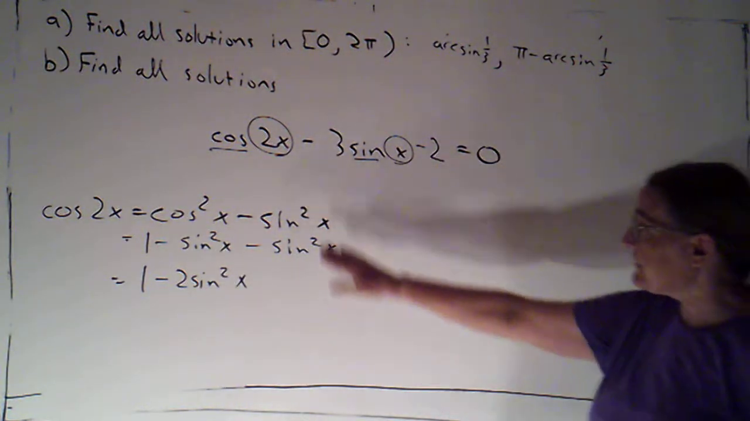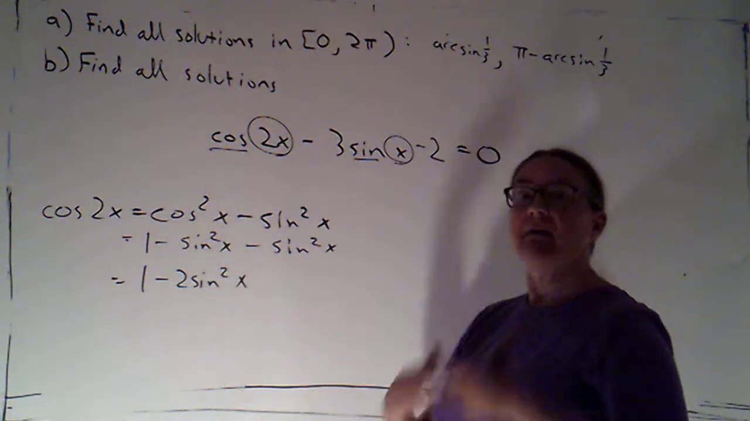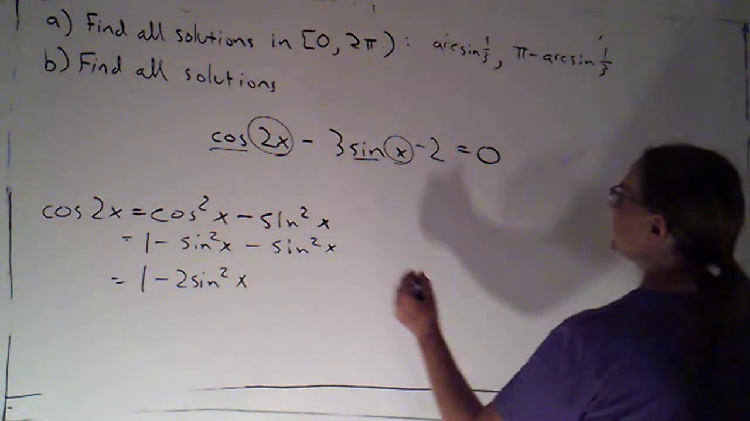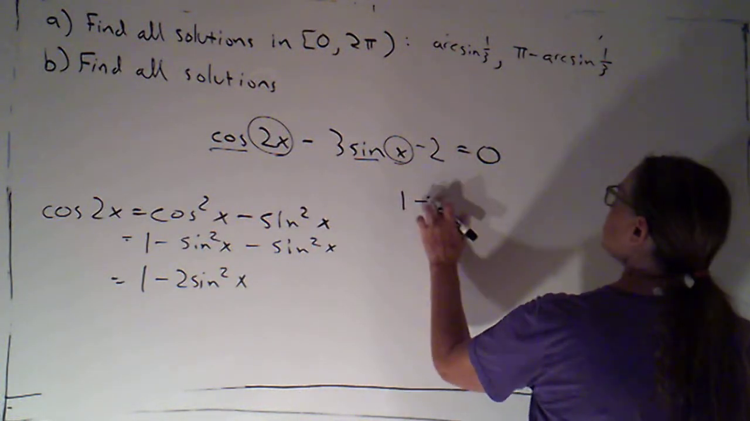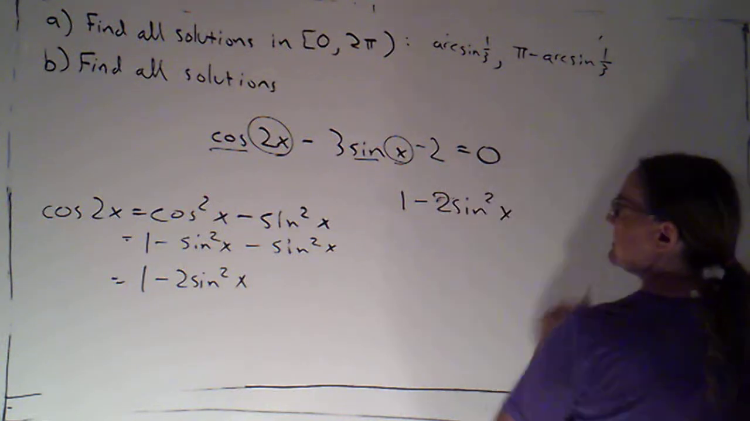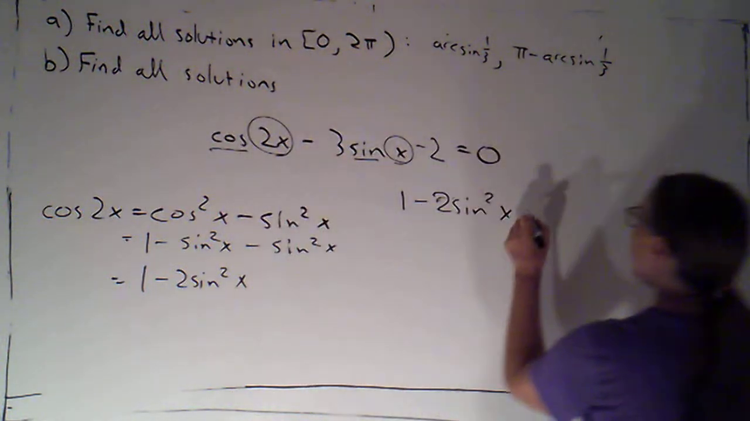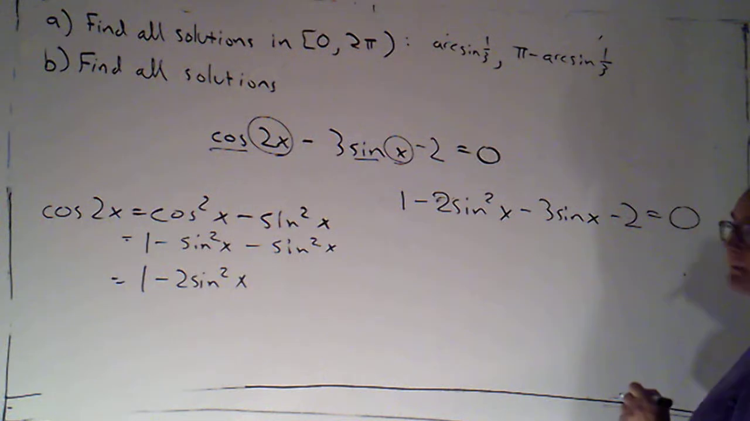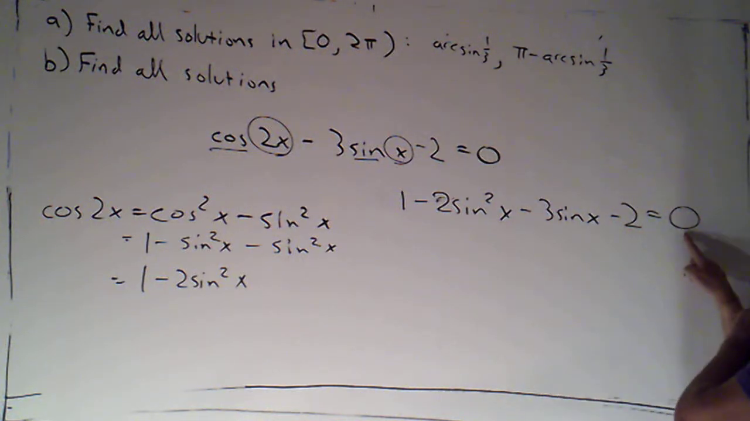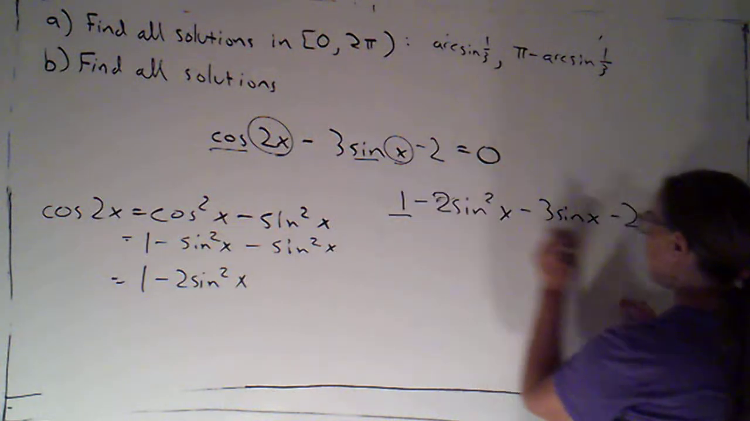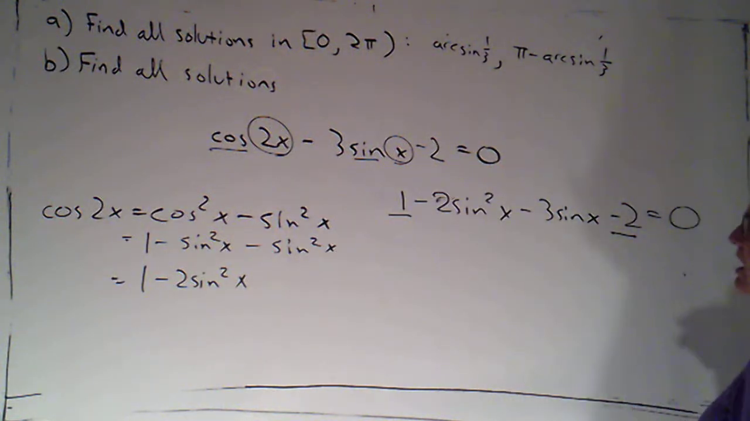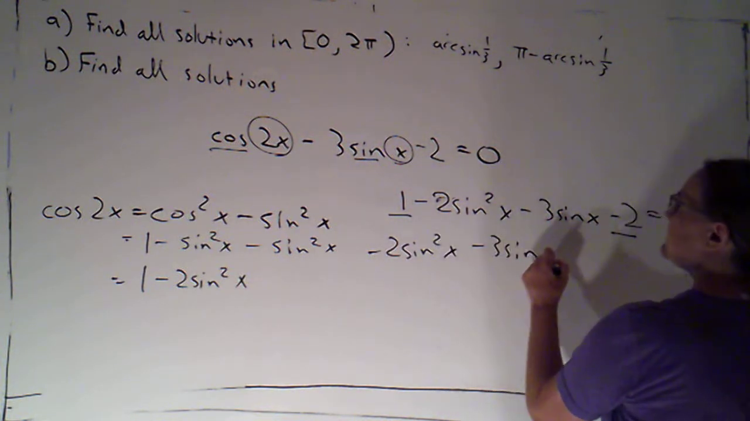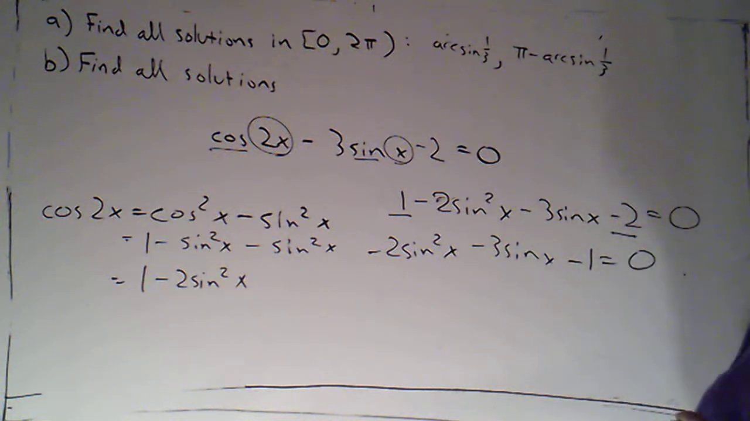Now if I replace cosine of 2x with this, then the only trig function I have is sine, and the only angle I have is x. I'm liking that. So we will have 1 minus 2 sine squared x, that's my cosine 2x, minus 3 sine x, minus 2 equals 0. Now, it's set equal to 0 here, but I want to do a couple of things. First of all, I want to go ahead and consolidate those constant terms. So I've got negative 2 sine squared x, minus 3 sine x, minus 1 equals 0.